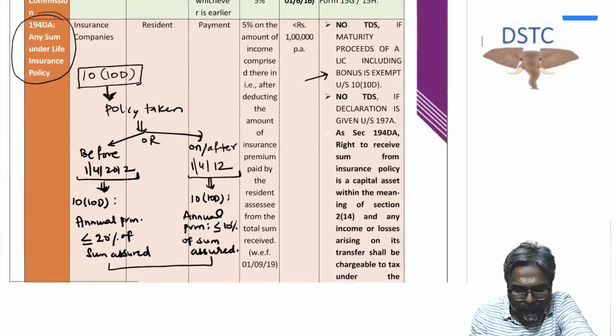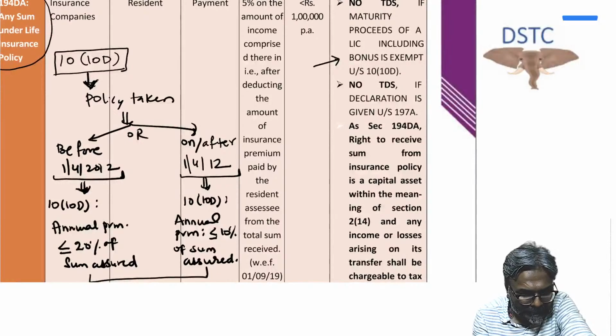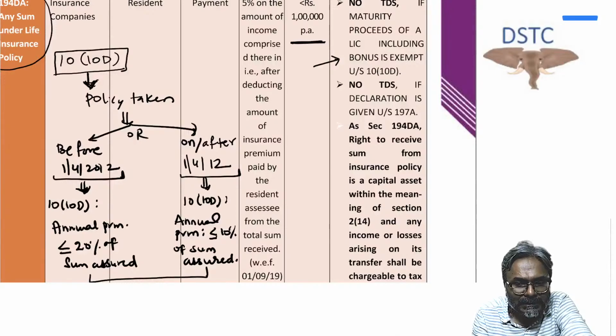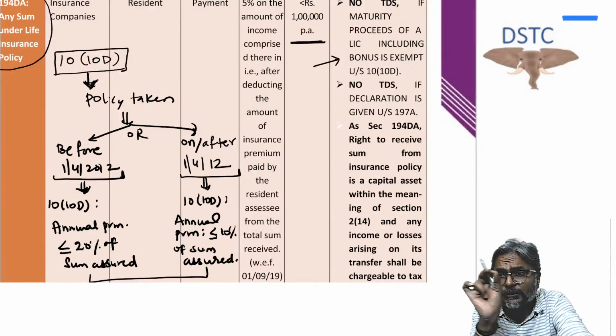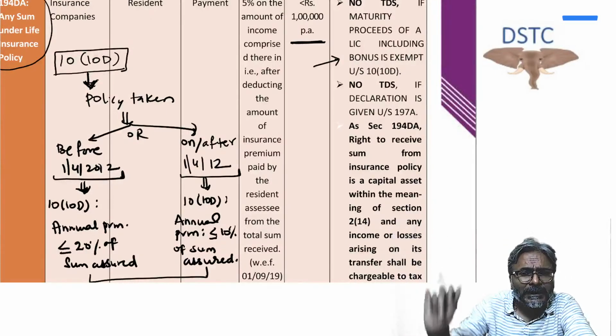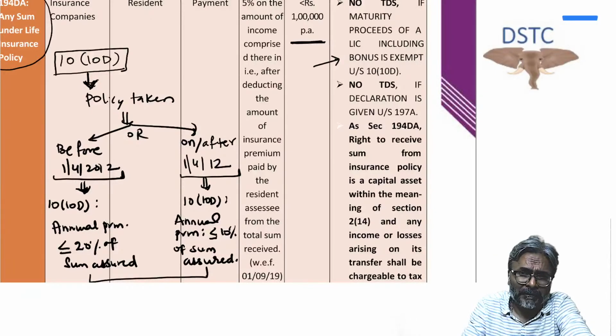Now I want all of you students to very carefully read these two things in this particular context. One is the threshold limit, students. That is the amount which is less than 1 lakh rupees per annum, paid by the insurance company to the policy holder. So if they are making the payment on maturity of an amount less than rupees 1 lakh per annum, then there is no TDS, because it's a very small amount. The government is also not interested in that. But if it is more than that, then yes, the TDS will be deducted.